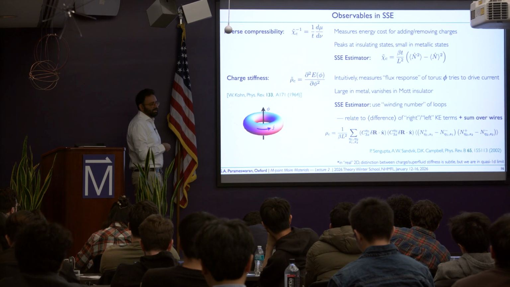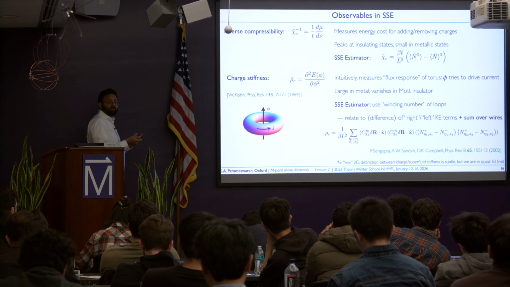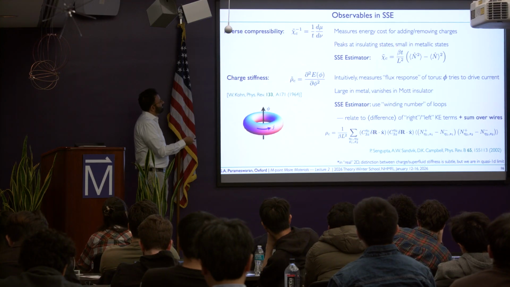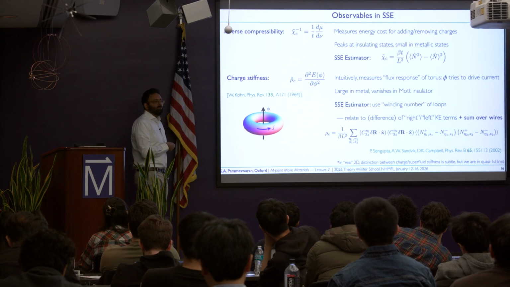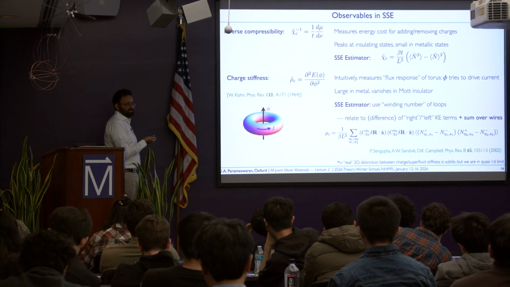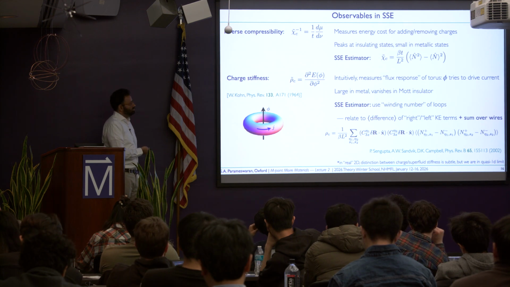And what it does is measure the energy cost for adding or removing a charge. This is a nice thing that we want to look at in an insulator. It's directly measured effectively in experiments. And we expect this to peak at an insulator and to be small in metallic states because metals are compressible, so their inverse compressibility will be small. Insulators are incompressible, so their inverse compressibility will be very large.